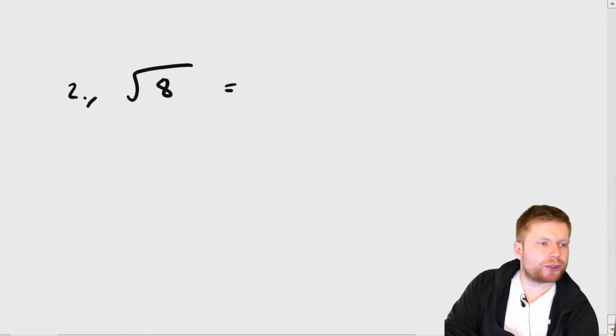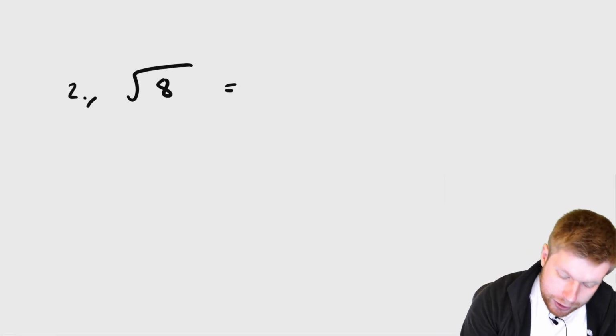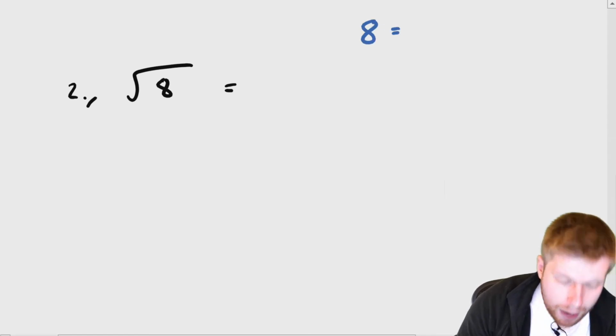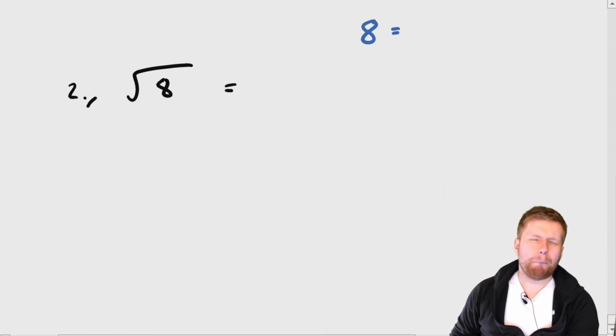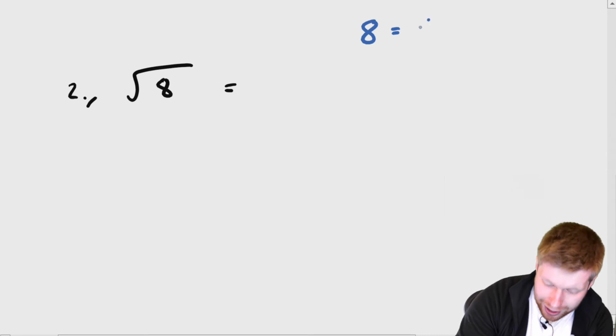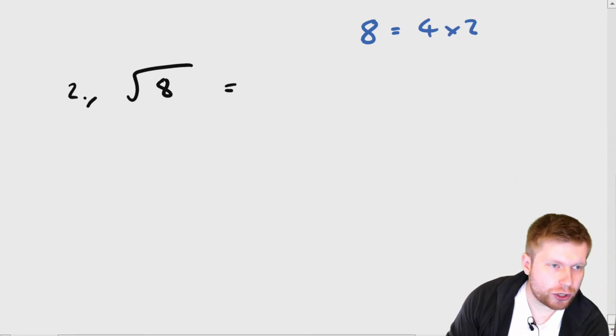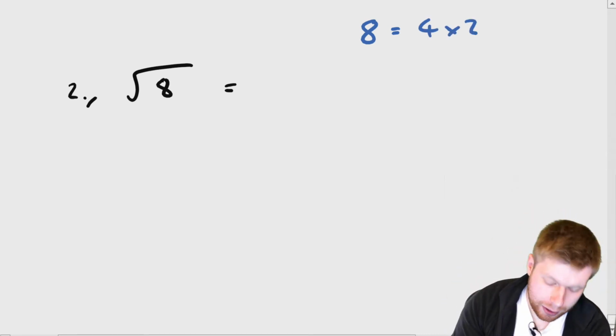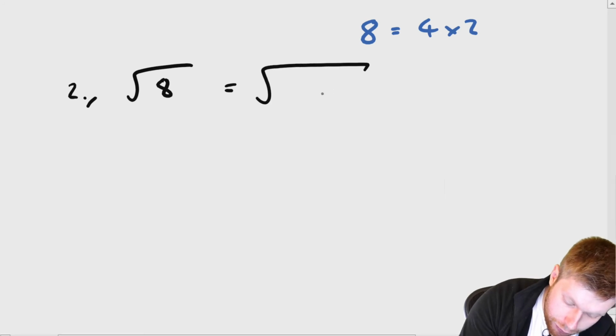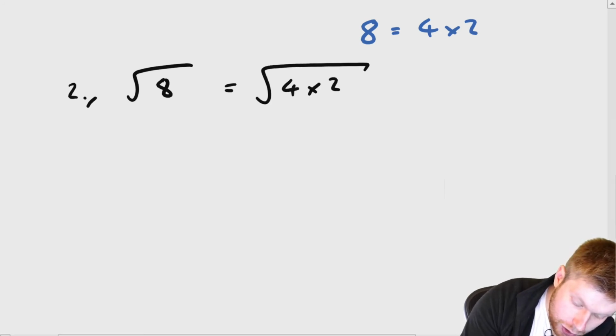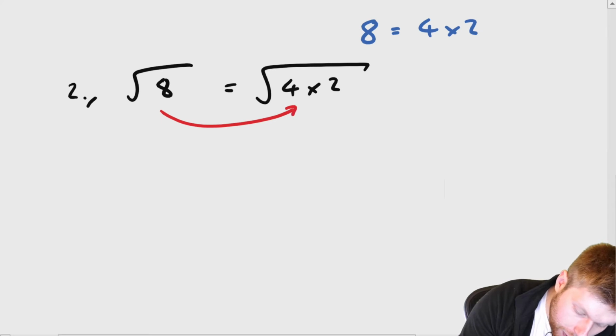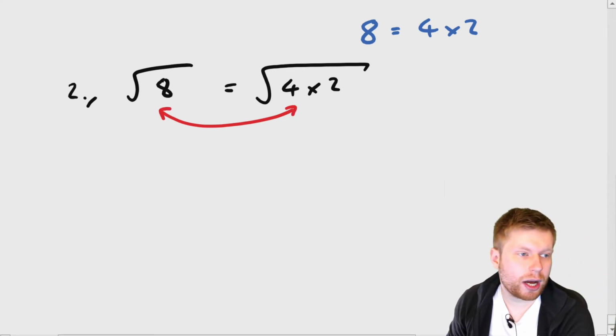Okay, so remember, square root of 8. I'm looking for two numbers that multiply to give me 8, but one of those has got to be a square number. You happy 4 and 2 would work? So if I write 8 as 4 times 2, that works because 4 is square. So in other words, I can rewrite this as the square root of 4 times 2. All I'm literally doing is replacing that 8 with 4 times 2.